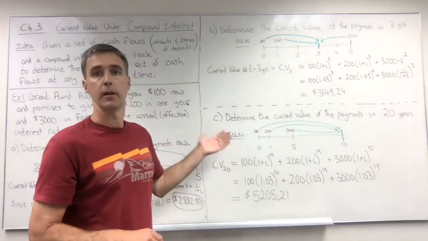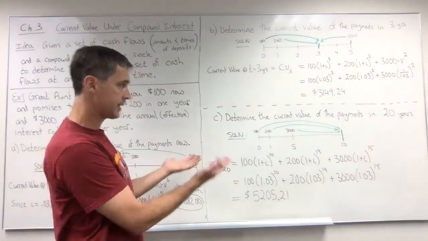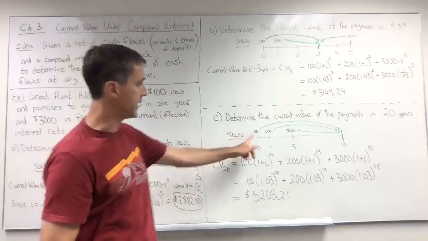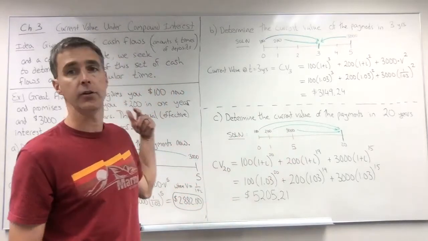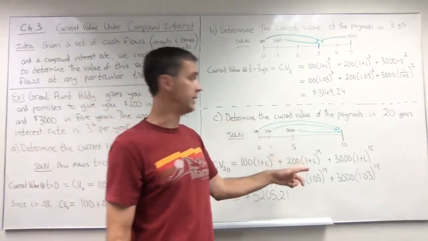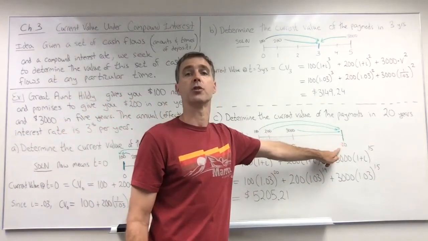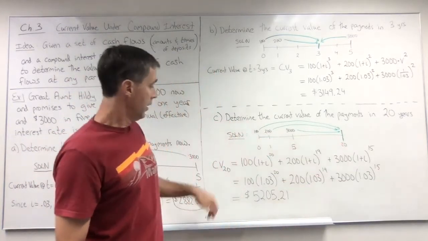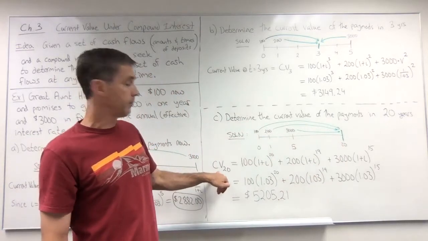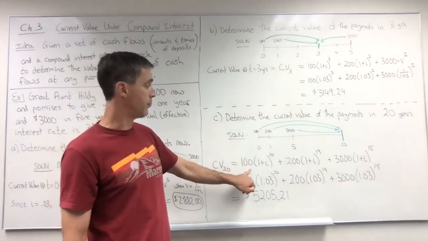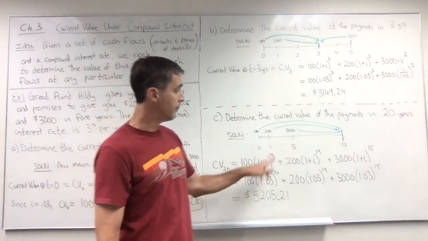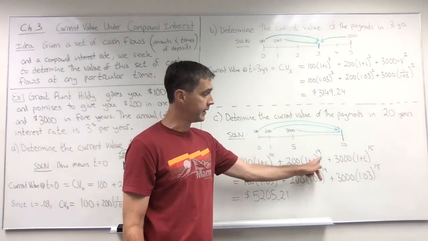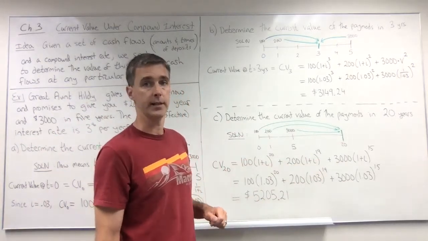All right, last part of the example, same exact cash flow setup, the same 3 payments at the same 3 times, same interest rate, but now I'd like to know the value of these payments at time 20 years. So now I'm trying to push them all to time 20. I'm after CV20. My $100 has to get pushed forward 20 years, so multiply it by 1 plus I to the 20th. My $200 has to get pushed forward 19 years, so multiply it by 1 plus I to the 19th.